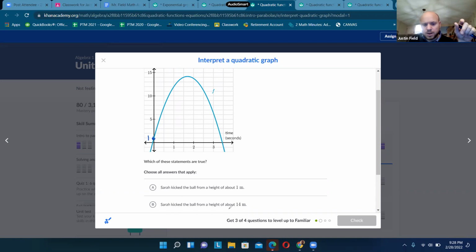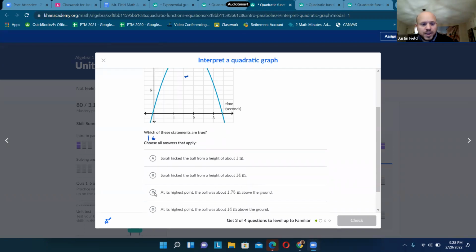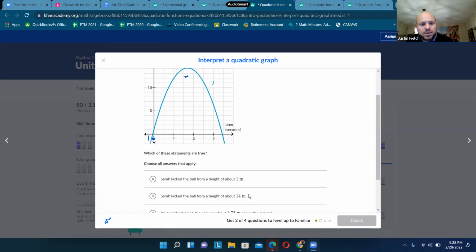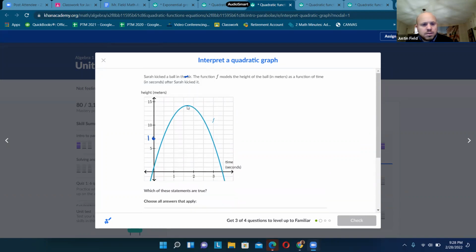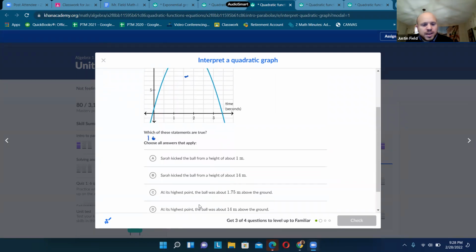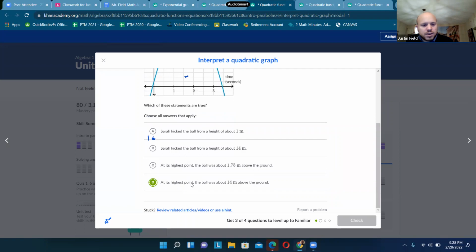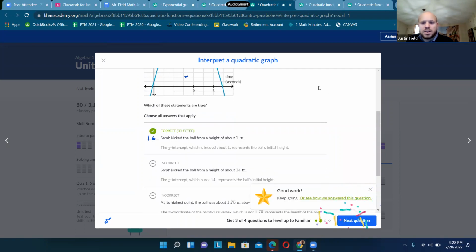Sarah kicked the ball from a height of 14 meters. No, that was her maximum height after she kicked the ball. At its highest point, the ball was 1.75 meters above the ground. No, it was like 14 meters. At its highest point, okay, it was 14 meters. There we go. We got it.